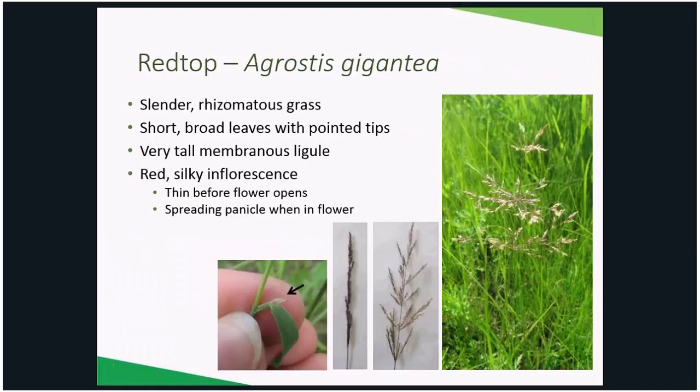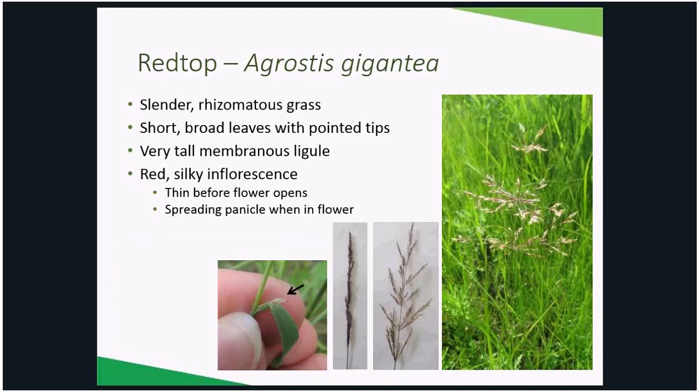Okay, our next grass is red top, and this grass is a Kentucky bluegrass look-alike. I like to point it out because when I learned to identify this grass, I misidentified it as Kentucky bluegrass for a long time. But now that I know that Kentucky bluegrass has that keeled tip, I shouldn't have made this mistake because red top does not. It just has a pointed tip.